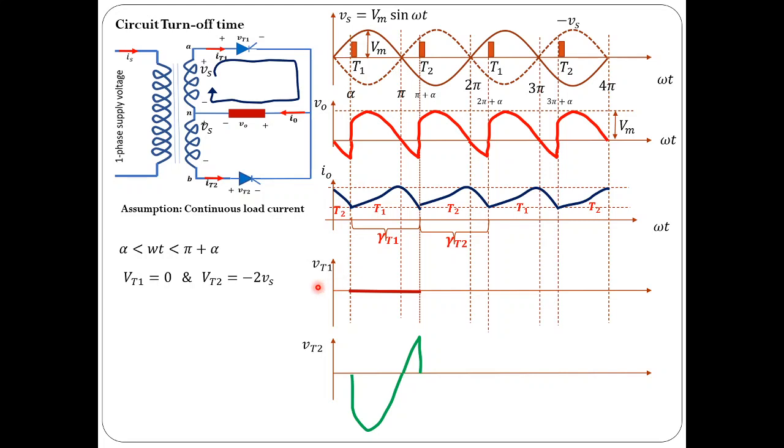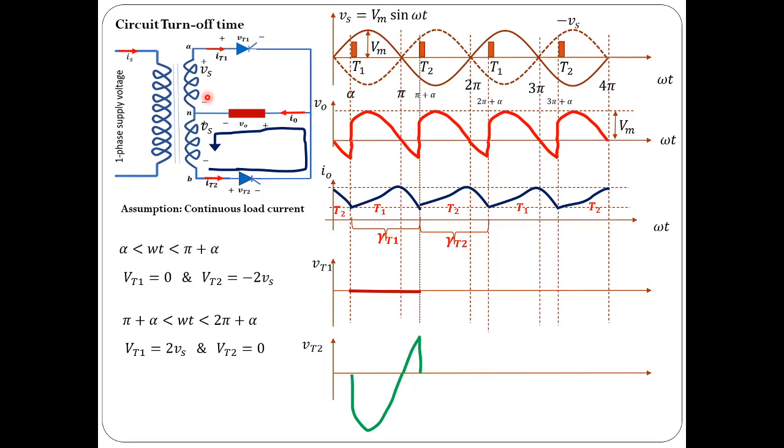Similarly, for omega t ranging from pi plus alpha to 2 pi plus alpha, what would happen? Thyristor 2 would conduct, so the load current would transfer from thyristor 1 to thyristor 2, that is, from the outgoing thyristor to the incoming thyristor. During this period thyristor 2 is conducting, so the voltage across it is equal to 0. The voltage across thyristor 1 would be the same as the open circuit voltage, which is equal to 2Vs. Applying KVL for the outer loop, you can see the non-conducting thyristor voltage would be 2Vs. Let us show that graphically.